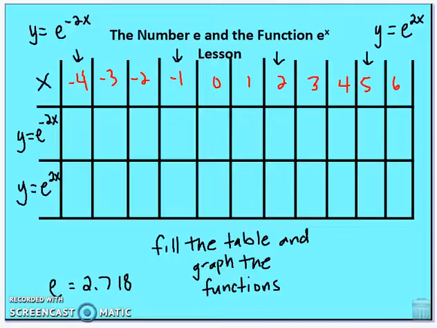is fill out these values for the function y equals e to the negative 2x and y equals e to the 2x, from x equal to negative 4 through 6. And remember, e is approximately 2.718. You should have a function for e in your calculator to evaluate this. So I'm going to take a moment to pause here, and then we're going to come back and take a look at your numbers.